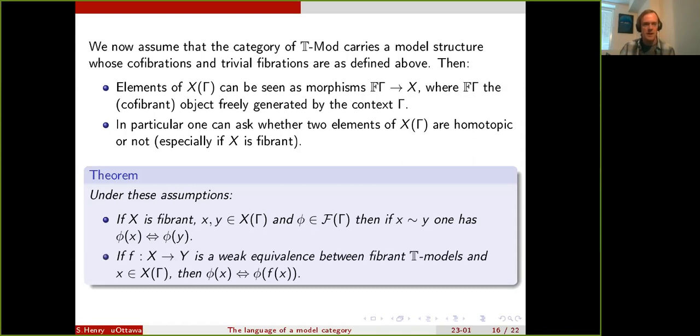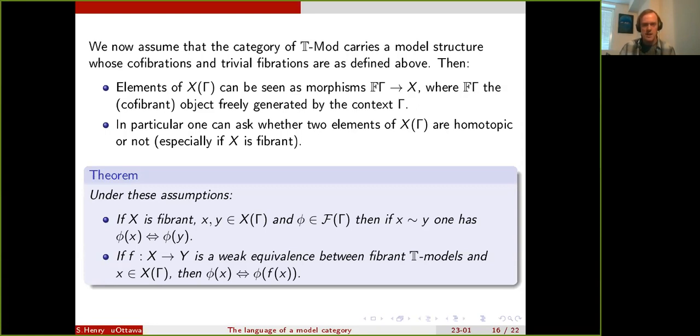And same thing, you get invariance for weak equivalence. So if you have a weak equivalence between fibrant models, then for any element x of X gamma, you have that phi of x holds if and only if phi of f(x) holds in Y. And so this corresponds to the invariance under equivalence of categories, but now for a not yet general model category, because I'm still assuming that there is a model structure on a Cartmell theory, but still something fairly more general than the case of categories.